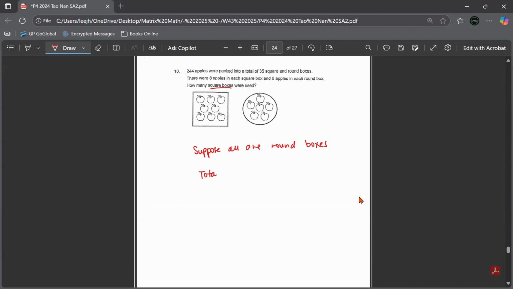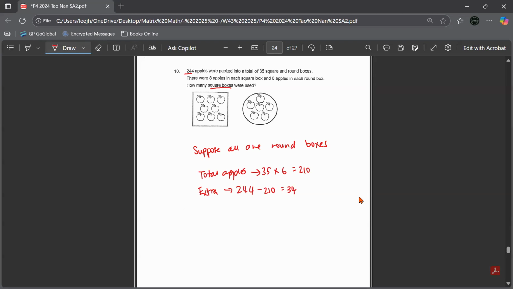So the total apples in round boxes, one round box will be 6, right? So take all 35 boxes are round. So 35 times 6, 210. But we got 244. So that means we have extra apples. 244 minus 210. We need 34 more apples.